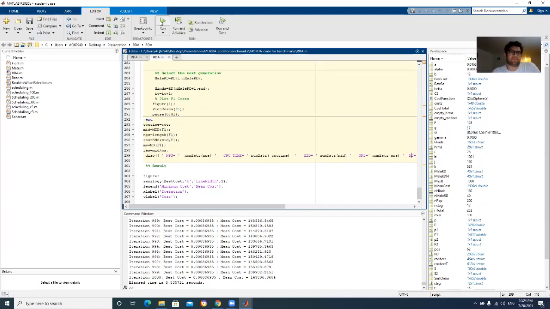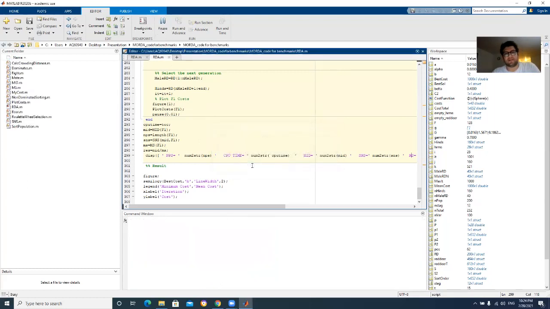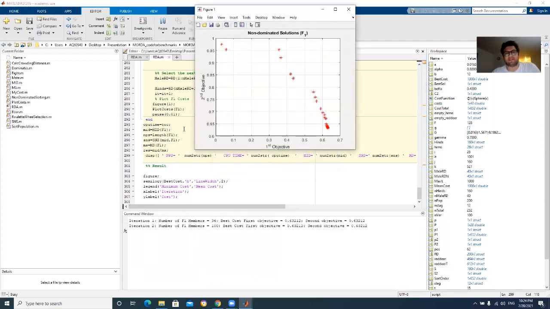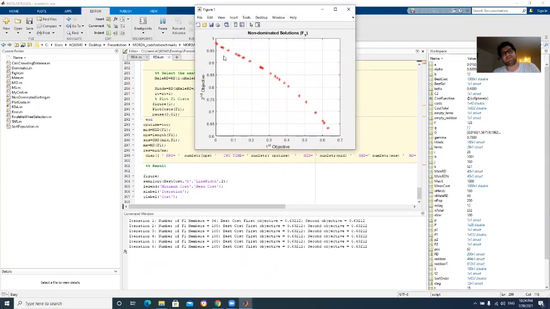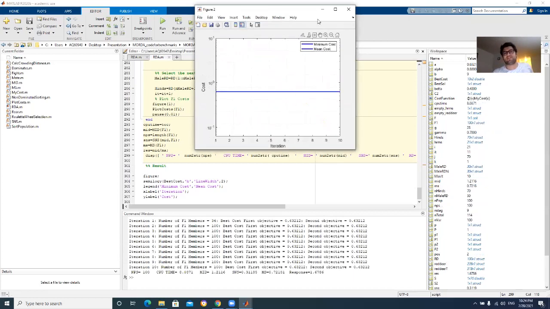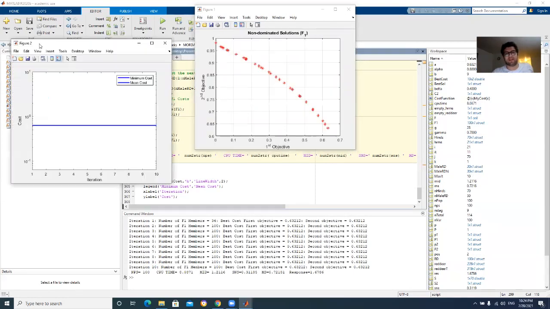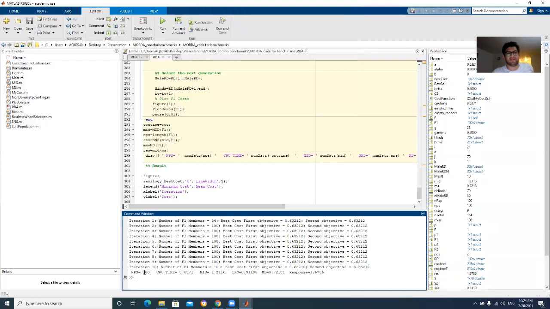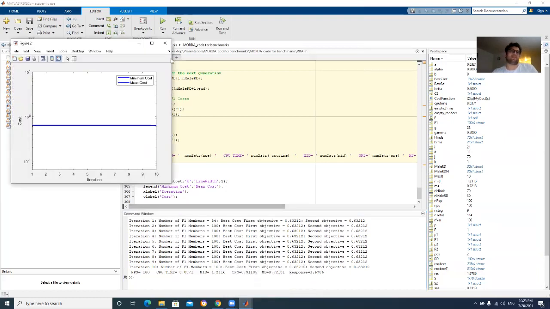Let me run this code. As you can see, in each iteration, the algorithm tries to find the optimal solution and finds the efficient generation. After 10 iterations, for example, the algorithm finds the solutions, number of non-dominated solutions, the amount of CPU time, amount of mean ideal distance, SNS and MS are available.